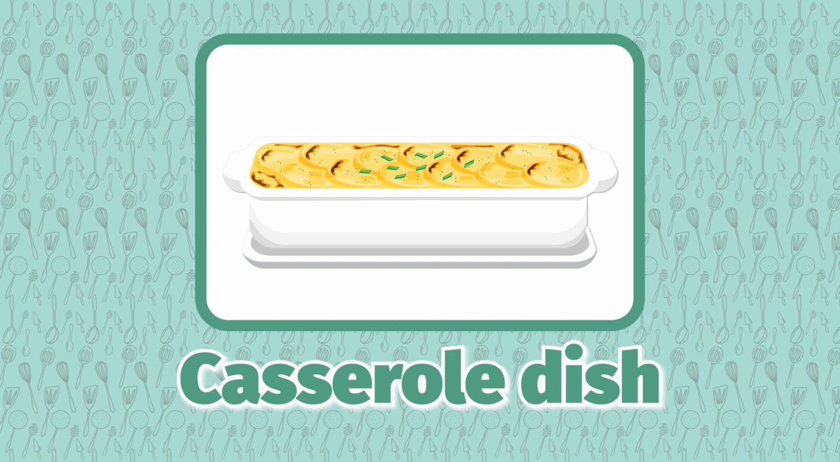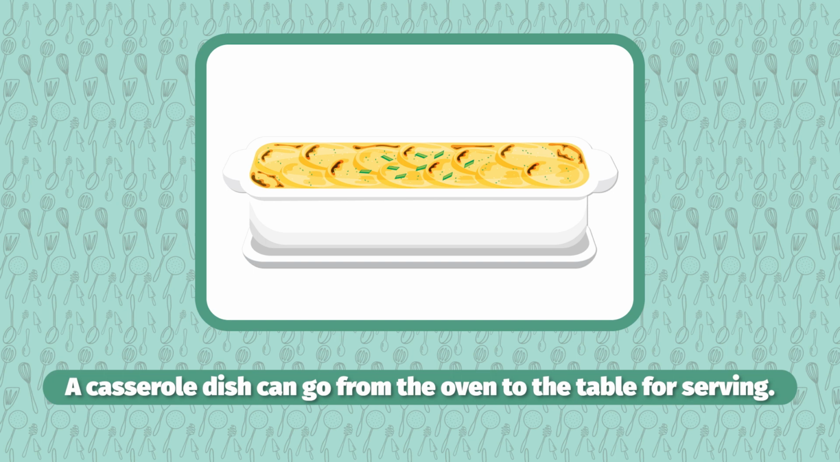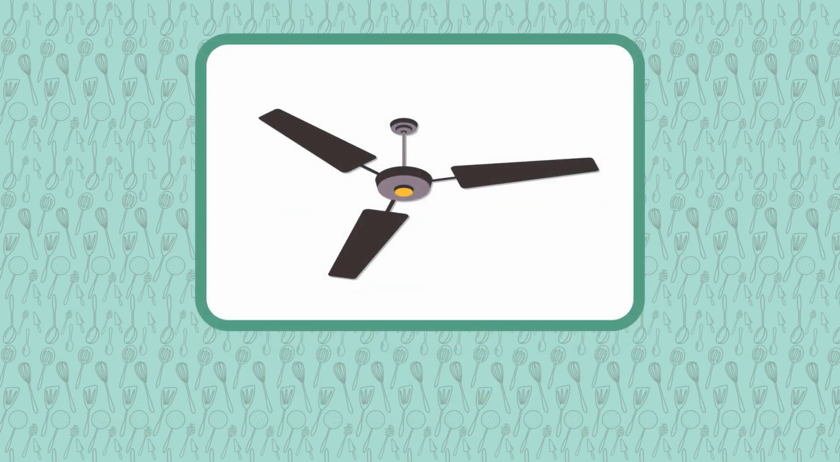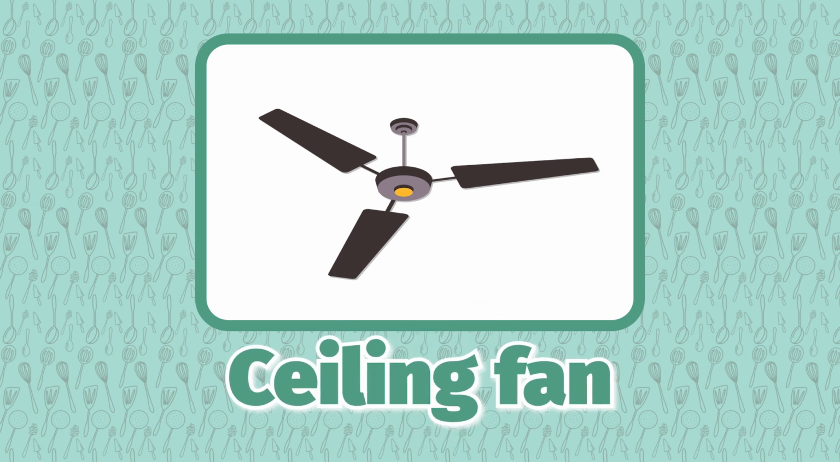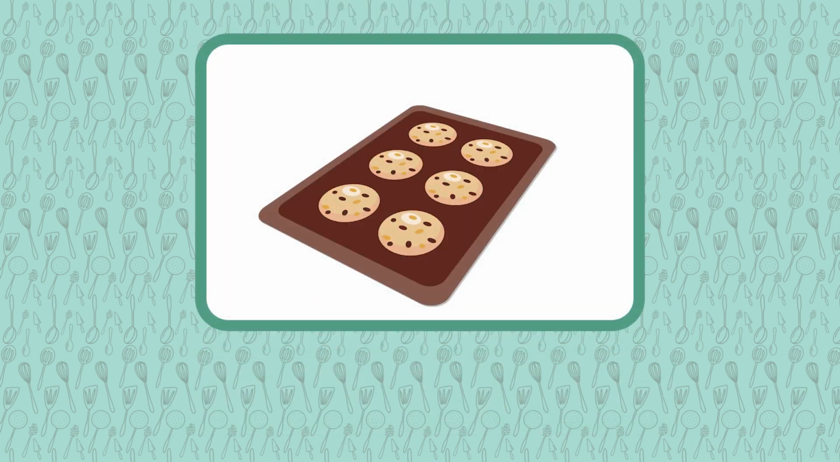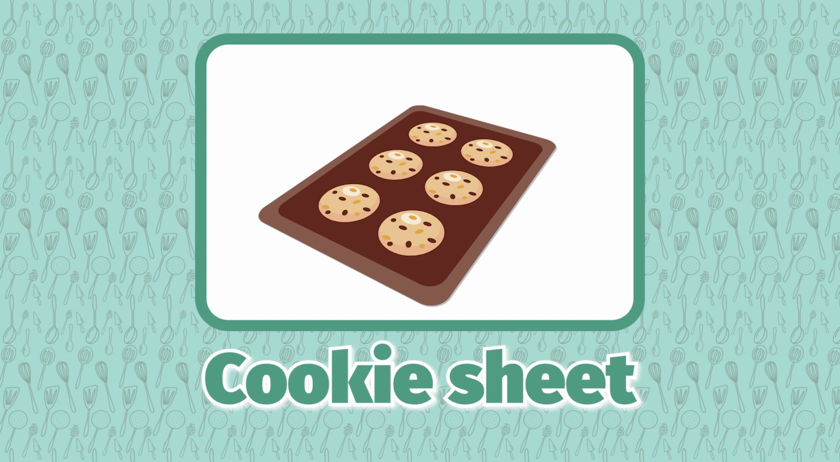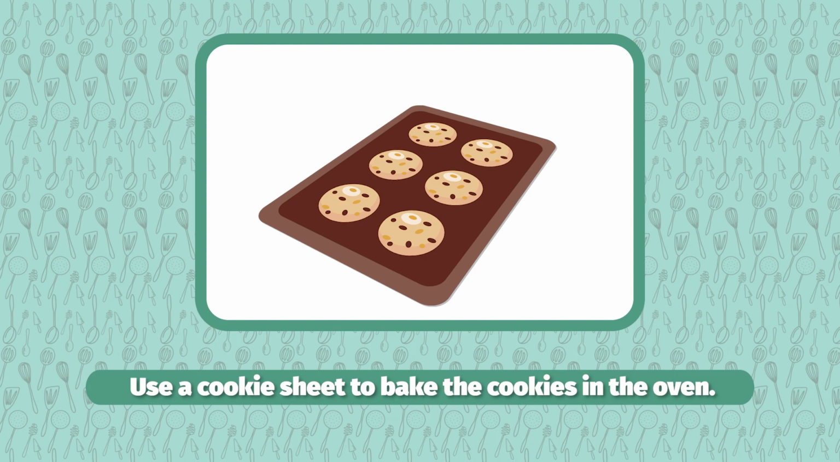Casserole dish. A casserole dish can go from the oven to the table for serving. Ceiling fan. The ceiling fan keeps the kitchen cool. Cookie sheet. Use a cookie sheet to bake the cookies in the oven.